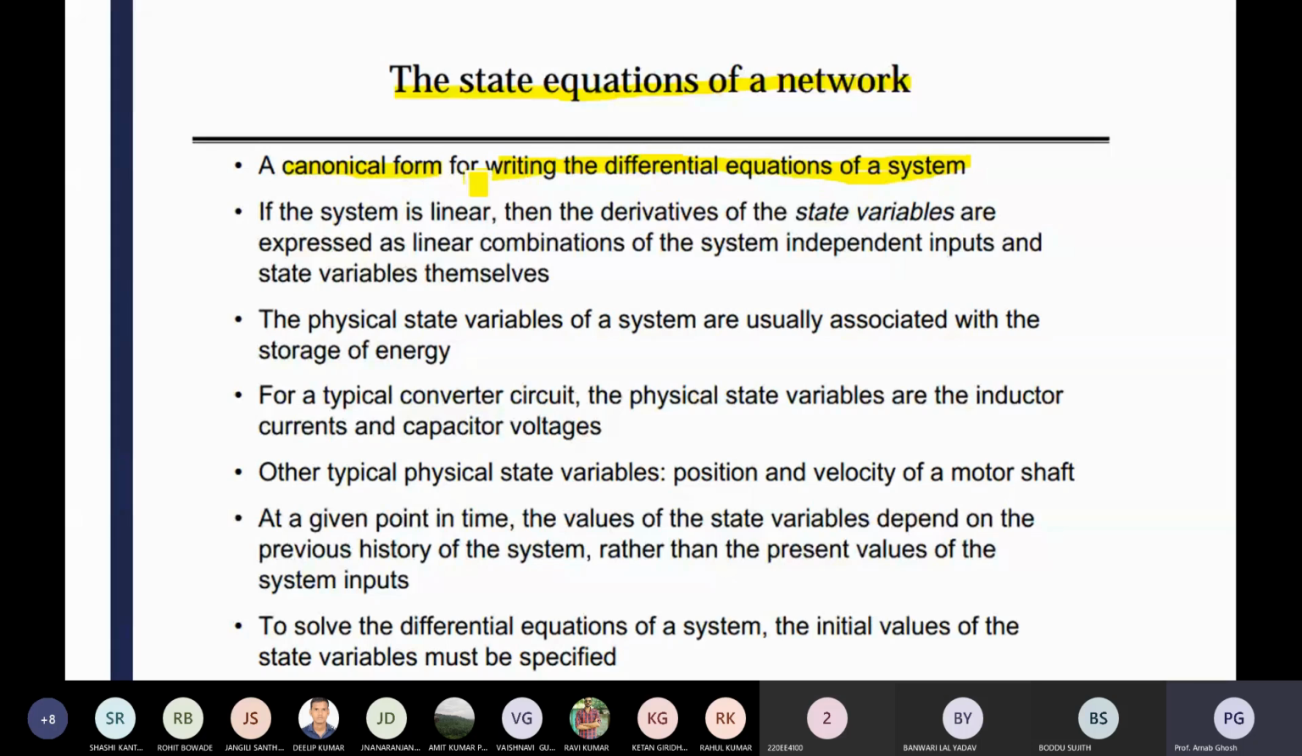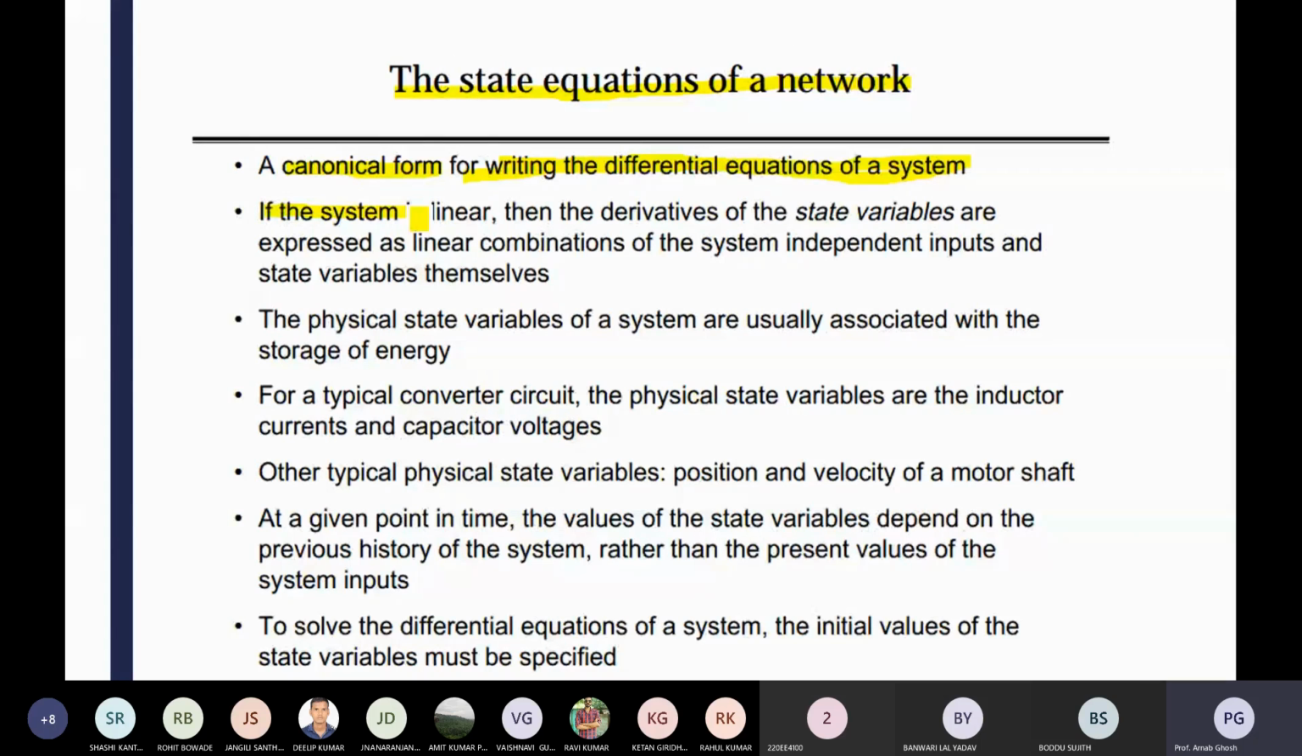If you study nonlinear control, there is one chapter like SFG, that means signal flow graph, where you can see different forms of observer based control, and different forms of representation of the transfer function and graphical representation of your system. Here you are using the canonical form for writing the differential equations. Okay, if the system is linear, basically you are converting the nonlinear system to the linear model.